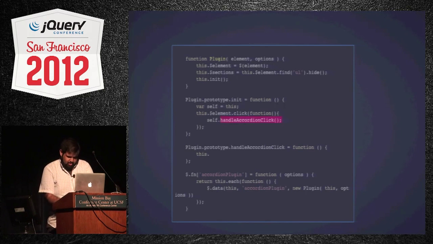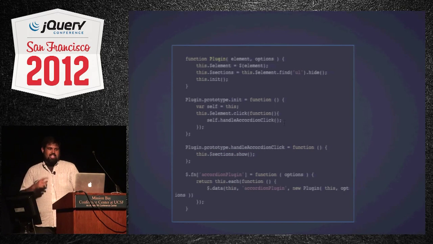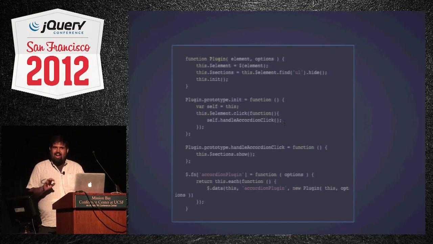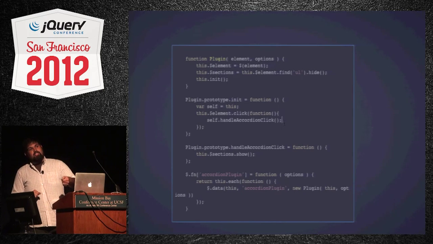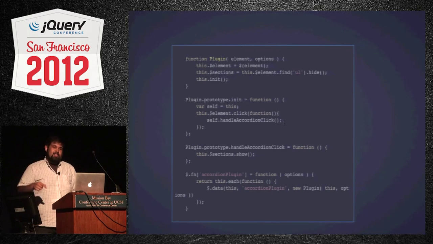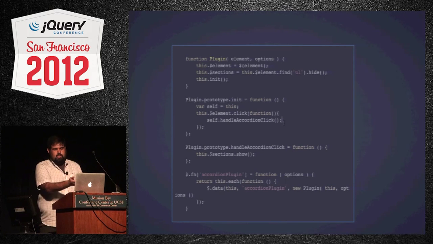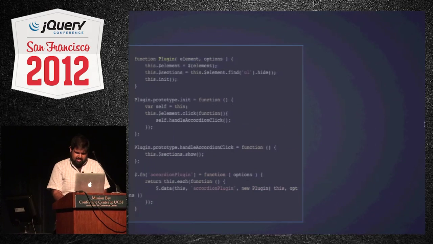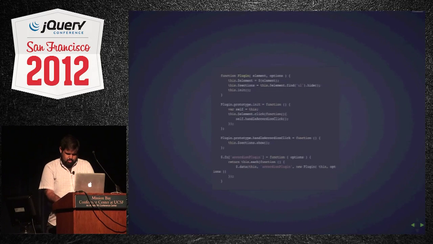So back to what this was normally. The test that I just showed you verifies for sure that when the element that this plugin is instantiated on is clicked, handle accordion click is called. So I've covered half the goal, because I want to make sure that the click method is called, and then I want to make sure that if it is called, in this particular case, all of those ULs are hidden. So let me show you the next test.